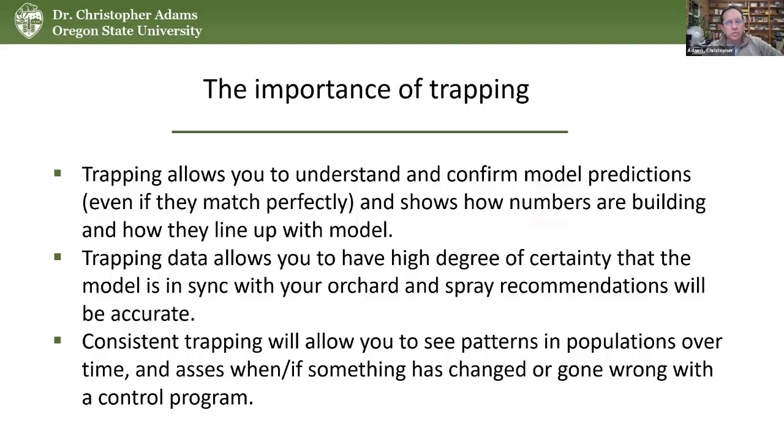Trapping allows you to understand and confirm model predictions, even if they match perfectly. And it shows how the numbers are building and how they line up with the model. Trapping data allows you to have a high degree of certainty that the model is in sync with your orchard and the spray recommendations will be accurate. Consistent trapping will allow you to see patterns in the population over time and assess when or if something has changed or gone wrong with the control program. If things are going well with the methods that you're using, stick with it. But if you're getting stings and you're not sure why, increasing trapping is the first thing that you should try.